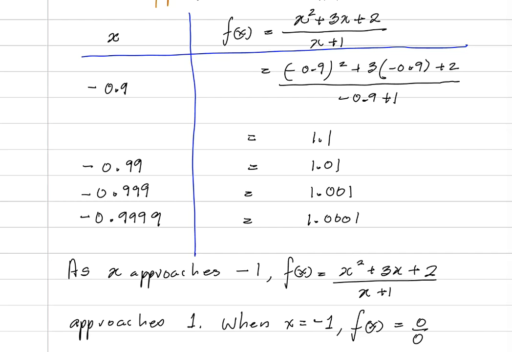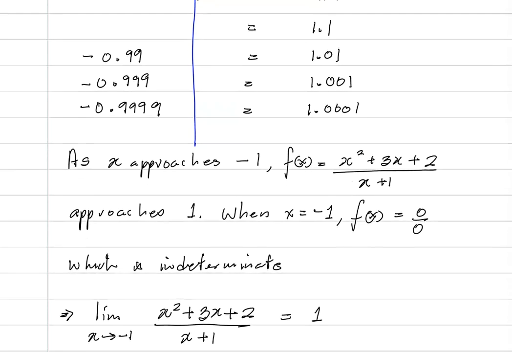When x is equal to minus 0.9999, we get f of x equal to 1.0001. So what we can see from this is that as x approaches minus 1, f of x, which is x squared plus 3x plus 2 over x plus 1, approaches 1.